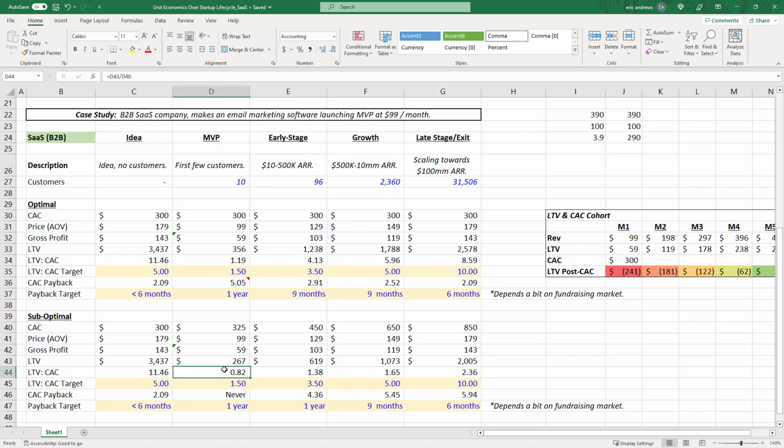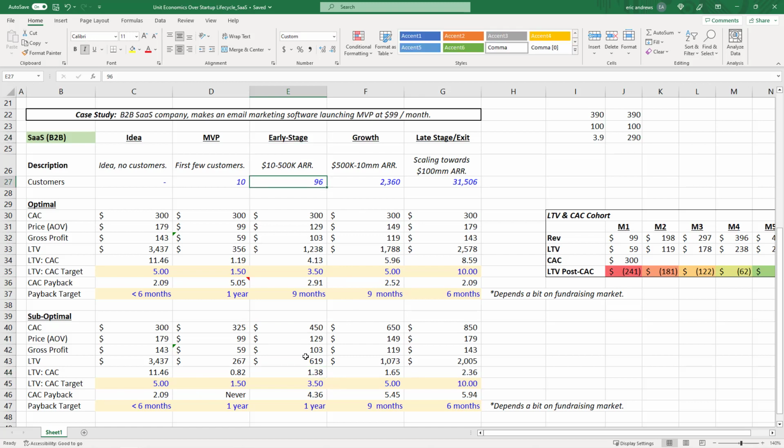So if your LTV to CAC ratio is not 1 or 2 or 3 in the beginning, you need to work with those 10 customers to dial in your unit economics, and do not scale your company because you're just going to have 10 times the problems that you have in the MVP phase at the early stage. And then once we get to the early stage, our LTV to CAC ratio has increased to about 1.4, but we are trying to get to the 5 to 10 range to be a really healthy SaaS company. And so 1.4 is not good, especially for B2B.